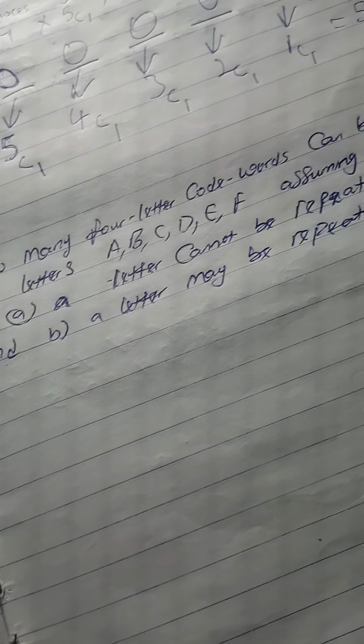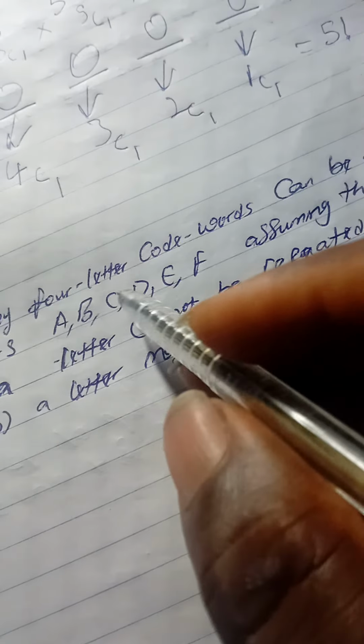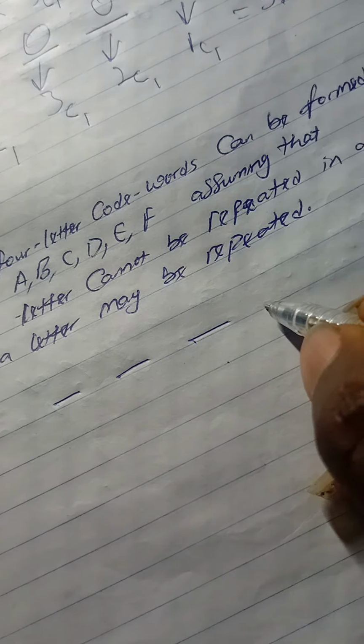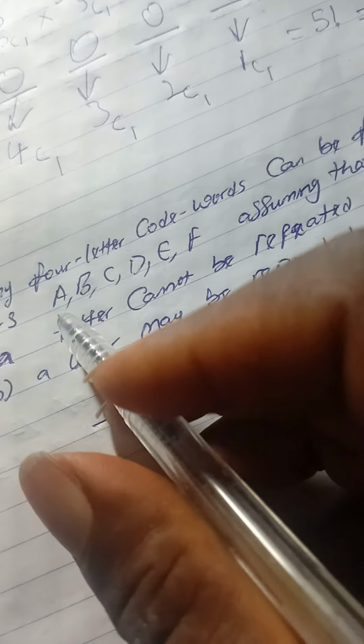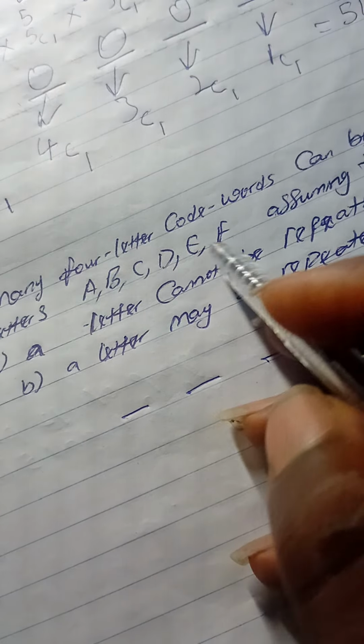How many 4-letter code words can be formed from the letters A, B, C, D, E, F? How many letter code words did you want to form? 4. 1, 2, 3, 4. How many choices do you have to form them from? 6 choices. 1, 2, 3, 4, 5, 6.